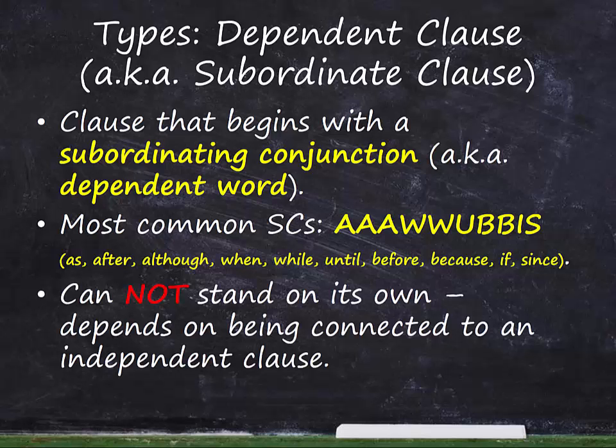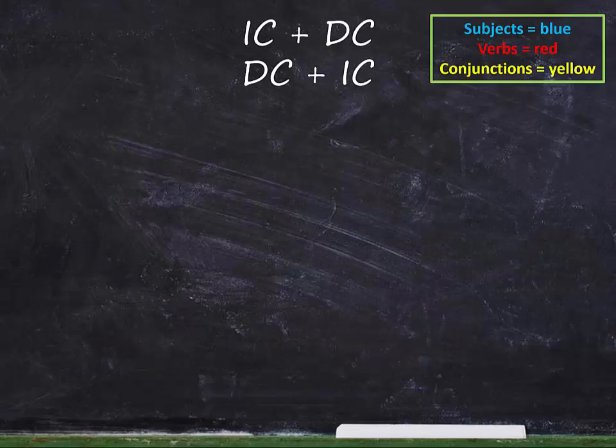Now, a dependent clause is called dependent because it cannot stand on its own. It must be connected to an independent clause. Again, yes, you will see people breaking this rule even in professional writing. But if you're in need of watching videos like this one, that's a hint that you aren't yet ready to break the rules yourself.